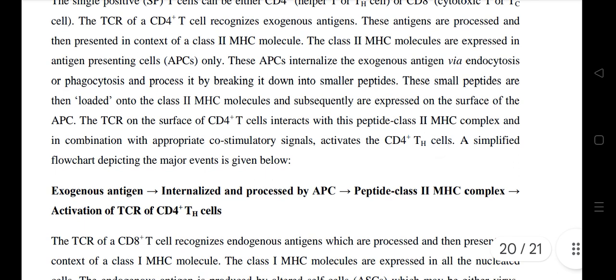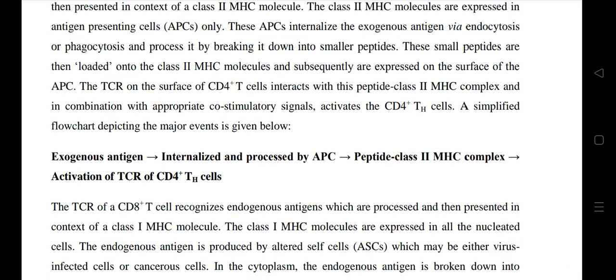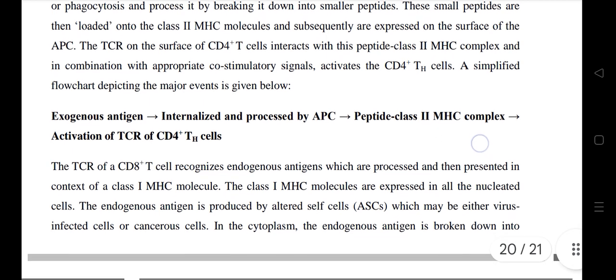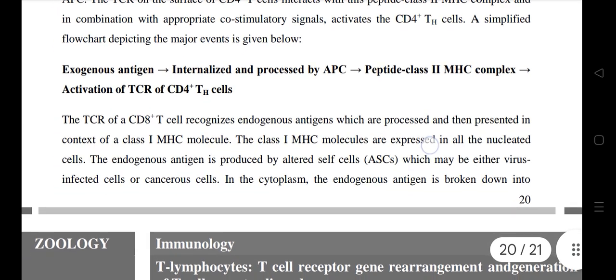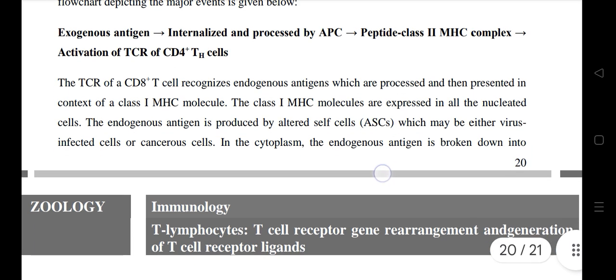These small peptides are then loaded onto the class 2 MHC molecules and subsequently are expressed on the surface of the APC. The TCR on the surface of CD4 plus T cells interact with this peptide class 2 MHC complex and in combination with appropriate co-stimulatory signals activates the CD4 plus TH cells. A simplified flow chart depicting the major events is given below. Exogenous antigen internalized and processed by APC, peptide class 2 MHC complex, activation of TCR of CD4 plus TH cells.